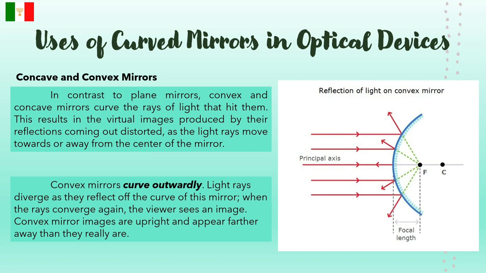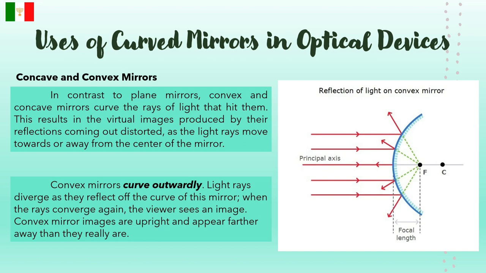Let us discuss the concave and convex mirrors. In contrast to plane mirrors, convex and concave mirrors curve the rays of light that hit them. This results in the virtual images produced by their reflections coming out distorted as the light rays move towards or away from the center of the mirror. For this reason, convex and concave mirrors aren't useful in bathrooms, but they can be helpful in the right situation.